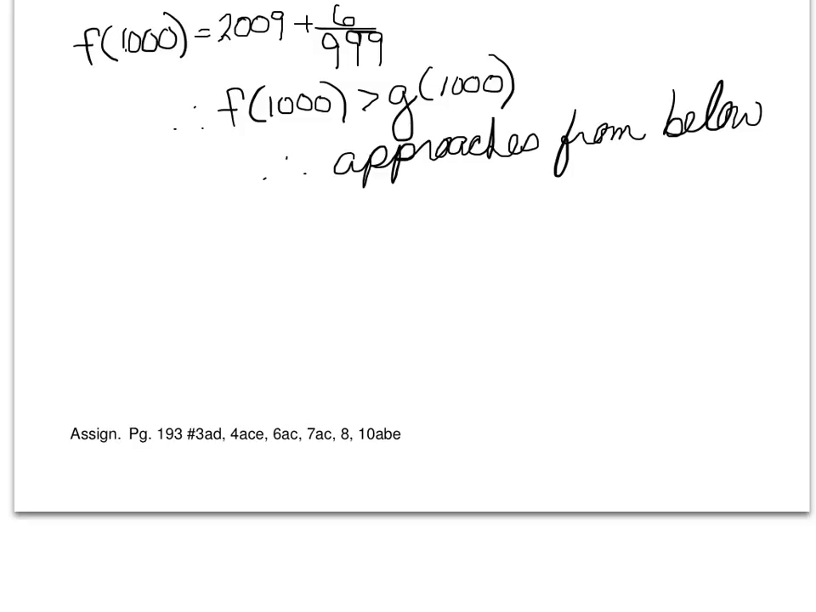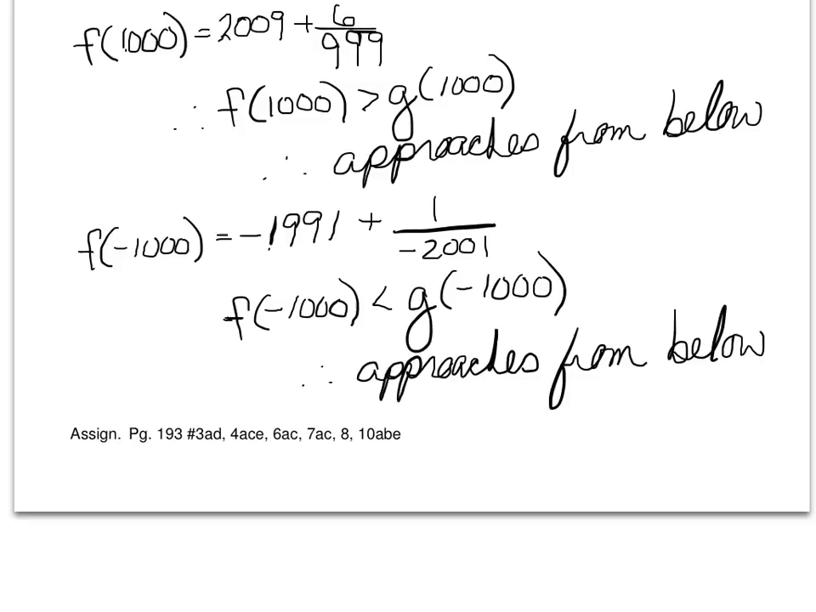And let's do a large negative number. So we're going to do x equal to negative 1,000. If we look at f of negative 1,000, sub it in, we get this plus this small negative. Remember, notice the negative right there. So f of x is going to be smaller than g of x. Now remember, f of x is our function, and g of x was the equation for our asymptote. So if f of x is smaller than g of x when x is negative 1,000, then it must approach from below. And that's it.